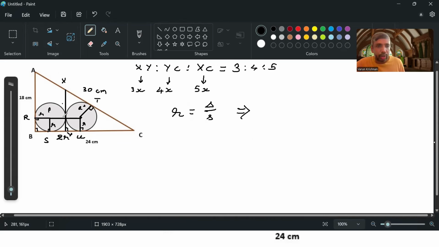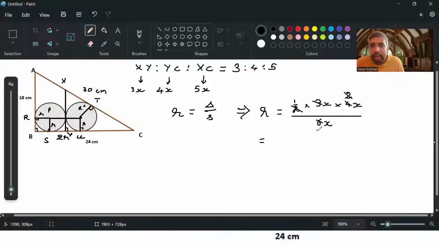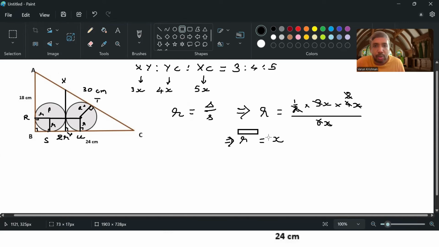So once I do this, because triangle XYC is a right angle triangle, its area will be half into XY into YC, which will be equal to half into 3x into 4x. And S, which is the semiperimeter, is the sum of the lengths of the three sides divided by 2. So the three sides are 3x plus 4x plus 5x, which is equal to 12x, divided by 2 is 6x. Now this 2 will get cancelled, and this 3 and 2 will get cancelled with 6. 1x will get cancelled, so I'll get R is equal to X. Very interesting equation. That makes the question so much easier to solve. R is equal to X.